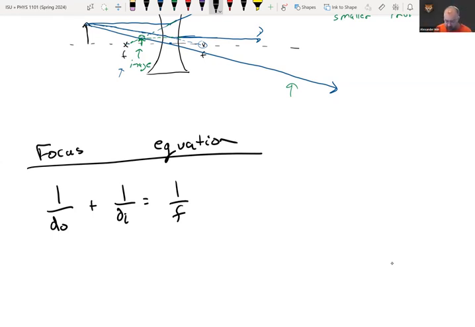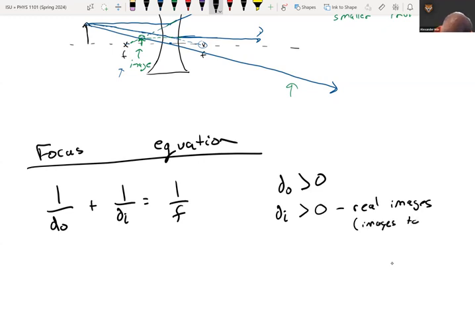Okay. Now it is important that you get these right. So just as a reminder, DO is always greater than zero. DI is greater than zero for real images, or for images, the way you can think about it is images to the right of the lens. Now, just as a matter of convention, I'm putting the object on the left of the lens. But that's the idea. Now DI is less than zero for virtual images.